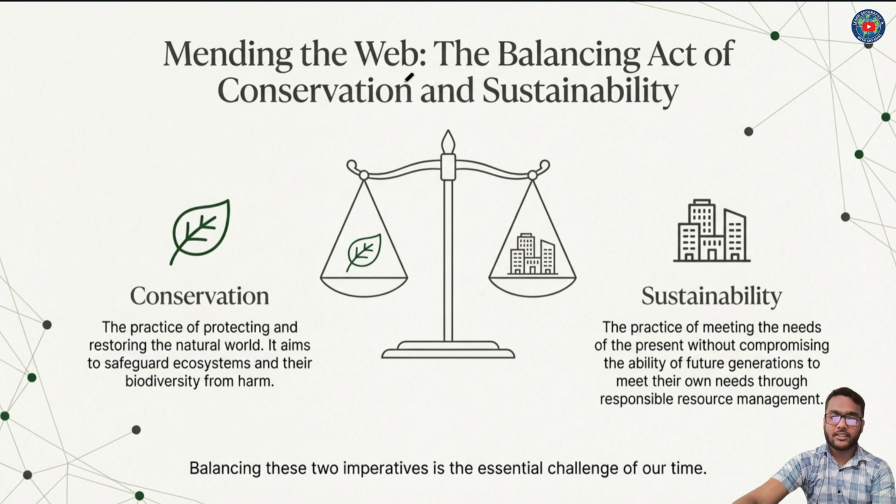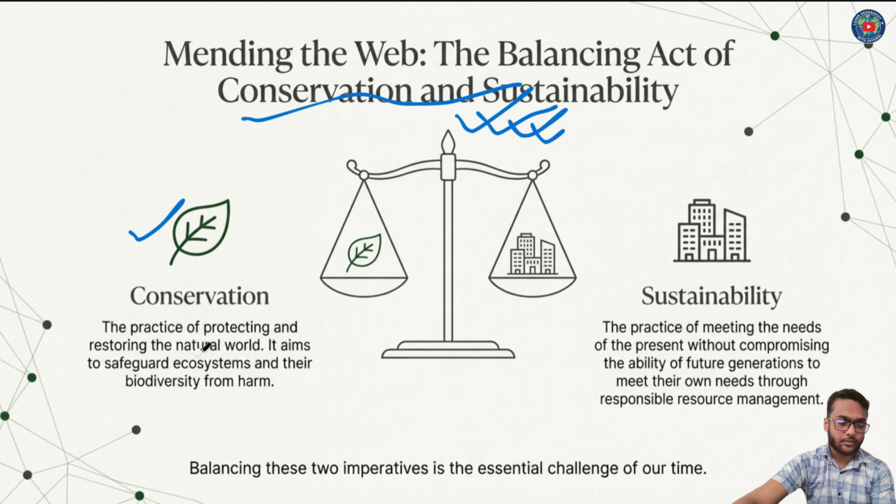Okay, now the balancing act of conservation and sustainability. There are some mitigation measures to prevent this biodiversity loss. For example, conservation: the practice of protecting and restoring the natural world. It aims to safeguard ecosystems and their biodiversity from harm. Sustainability: the practice of meeting the needs of the present without compromising the ability of future generations to meet their own needs through responsible resource management. Balancing these two imperatives is the essential challenge of our time.